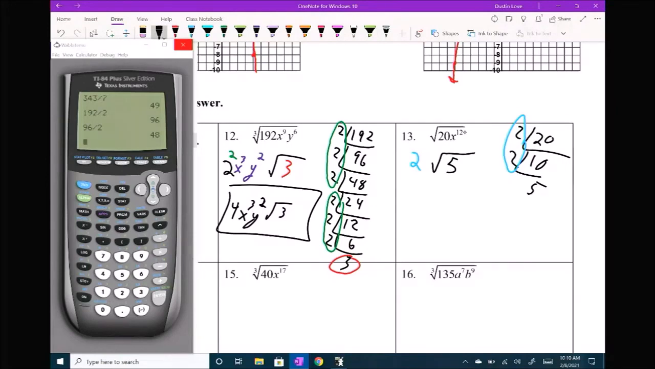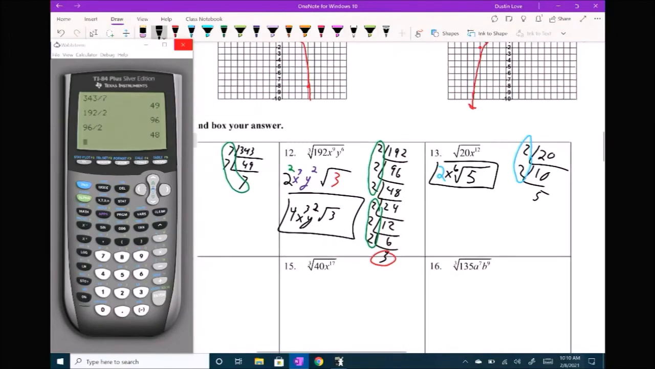Now the 12 divided by 2 is 6 with no remainder, so we're going to have an x to the 6th on the outside. 2x to the 6th square root of 5.